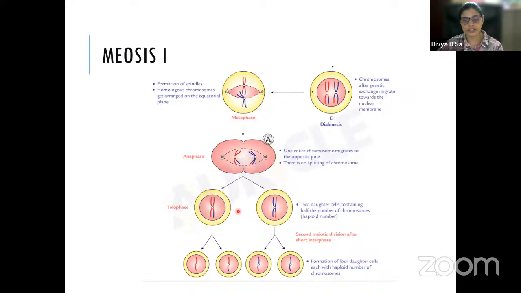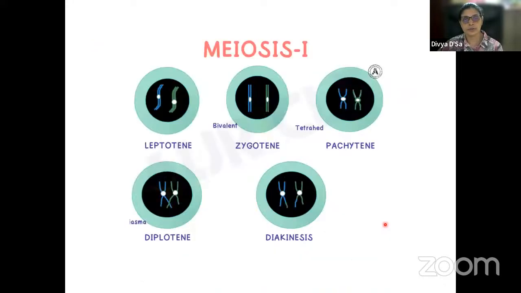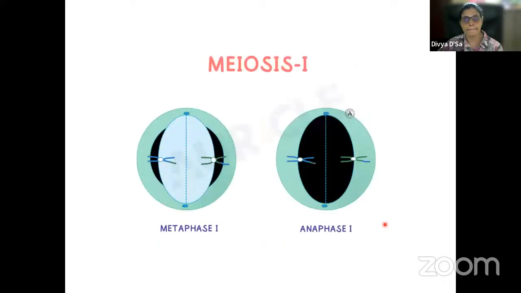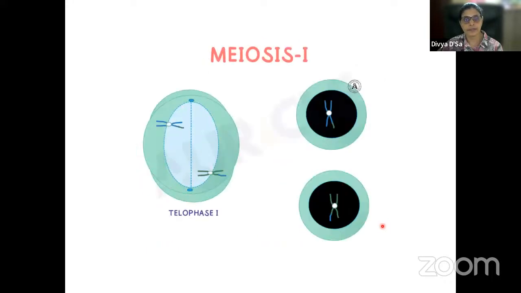Then is the telophase stage. Here the cytokinesis occurs, and here you can see formation of the two daughter cells containing half the number of chromosomes. So this will be after the second meiotic division. In the second meiotic division, we have the formation of 4. This is the same thing.